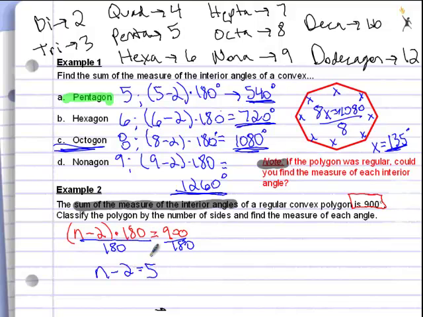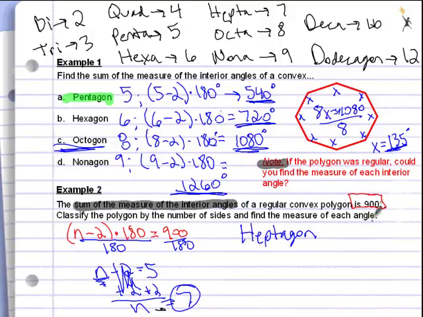Now I'm not done yet. I can't say what I have as a pentagon because I still need to solve for n here. The way I solve for n is by adding 2 to both sides. What I get when I do that is n equals 7. Now the question is, classify the polygon by the number of sides. What's something with 7 sides called? And all you have to do is look at the very top of our notes to figure out that it is a heptagon.